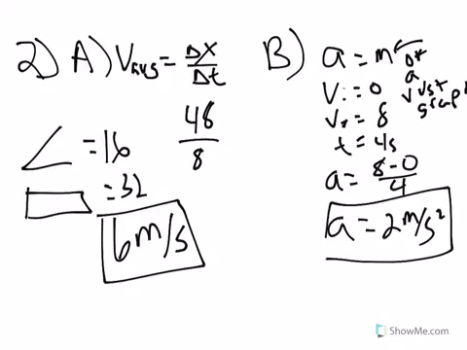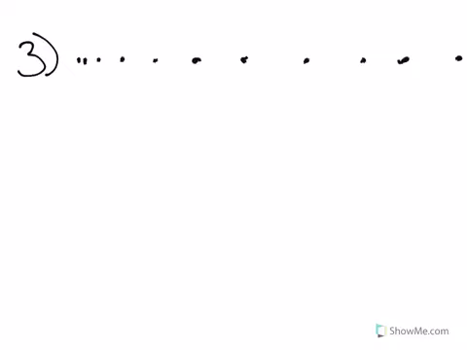Alright, that's number 2. Number 3, this was the dot problem. I think it gives a lot of people trouble because you didn't know to measure the distance. So you do have to measure the distance. So 2 things. Number 1, it tells us that there are 20 flashes per second.